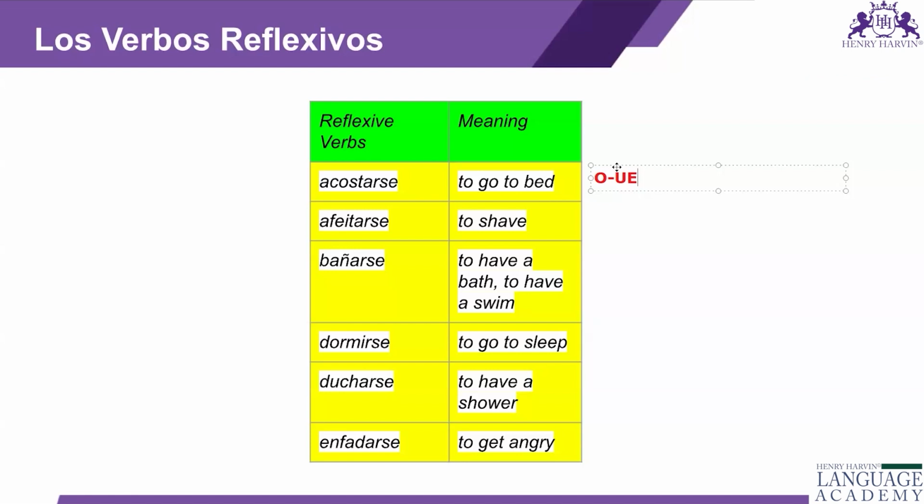Okay, we have another verb. Afeitarse refers to shave. Bañarse, like we have just seen. Dormirse is to go to sleep. Okay. Now, a question arises कि हमने तो dormir पढ़ा था, to sleep. What is dormirse now? What is the difference between them? Can you try to decipher?